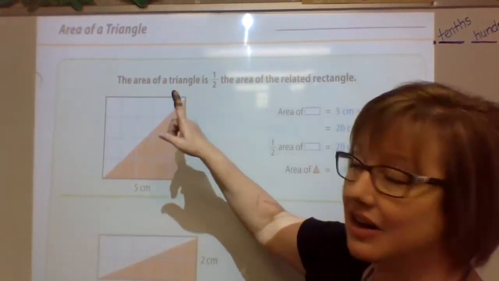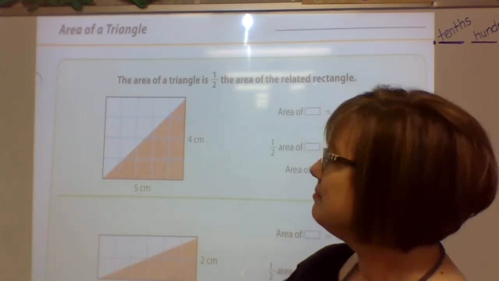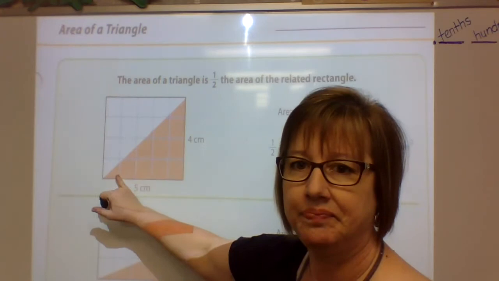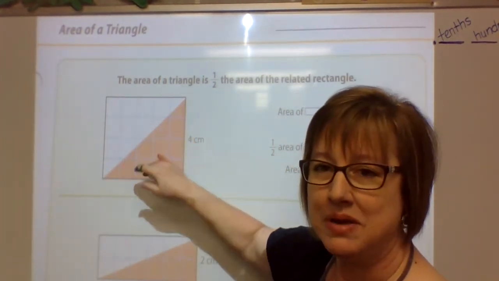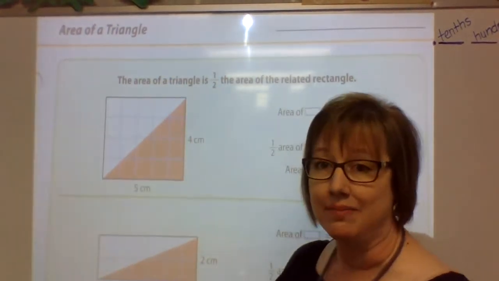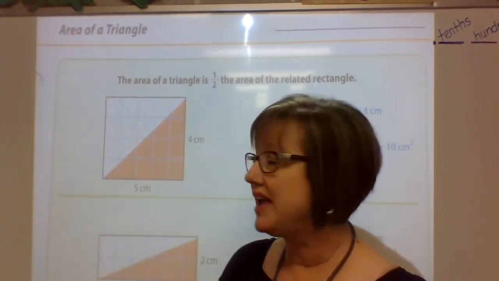So area of a triangle is kind of complicated, but not really, because look at this triangle right here. Do you see the orange triangle? There's also a white triangle. Those two are like a mirror image, right? We could take this and flip it over to this side and they would be the same. Or if we took this piece of paper and just folded it in half, it makes a triangle, right?